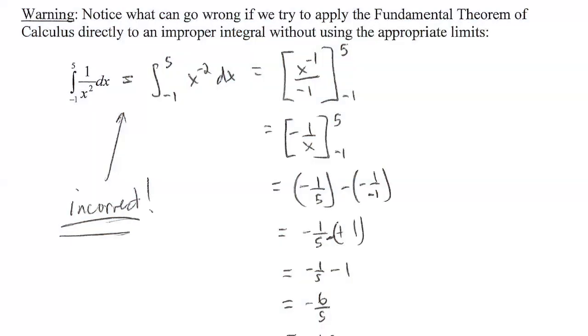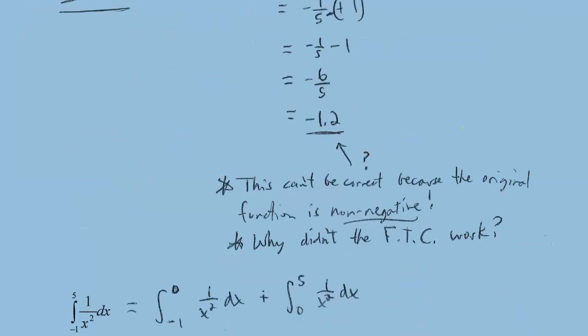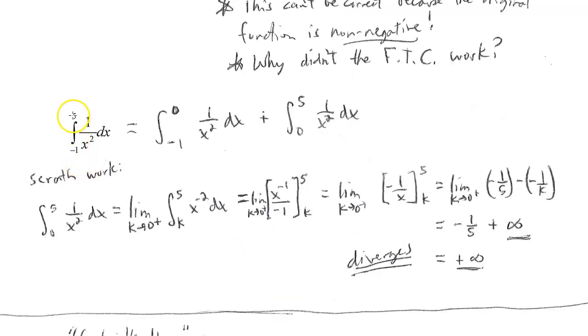And if we do that, what happens? Well, if we integrate from minus 1 to 5 of 1 over x squared, it's like integrating from minus 1 to 0 of this, and then integrating from 0 to 5 of this. So let's do the second one first. What's the integral from 0 to 5 of 1 over x squared?